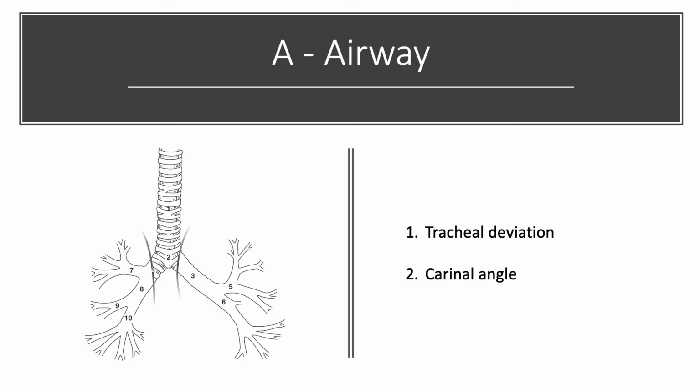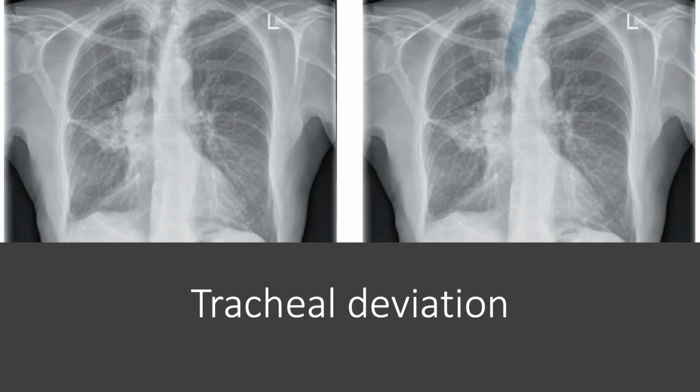For the airway, you look for tracheal deviation and you take a look at the carinal angle. For tracheal deviation, the trachea is considered to be deviated if a portion anywhere along its length is completely to the left or right of the midline. Remember that the midline is the center of the vertebral column as indicated by the spinous processes. When assessing for tracheal deviation, be sure to check that the film is not rotated, as a rotated film can give the impression of tracheal deviation when the trachea is actually central.